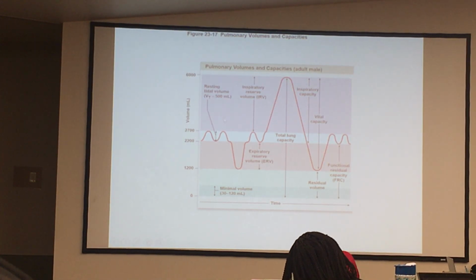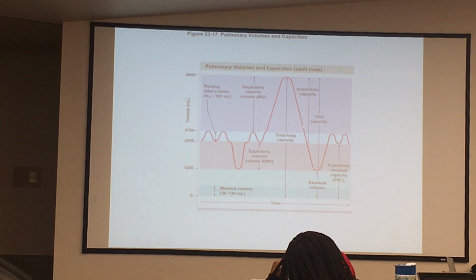This one shows more detail, but actually it is the same thing. A single value we call a volume. ERV is a volume, IRV is a volume, TV or VT is a volume. And sometimes we call it a capacity. Capacity means it includes at least two volumes. Vital capacity is three volumes.